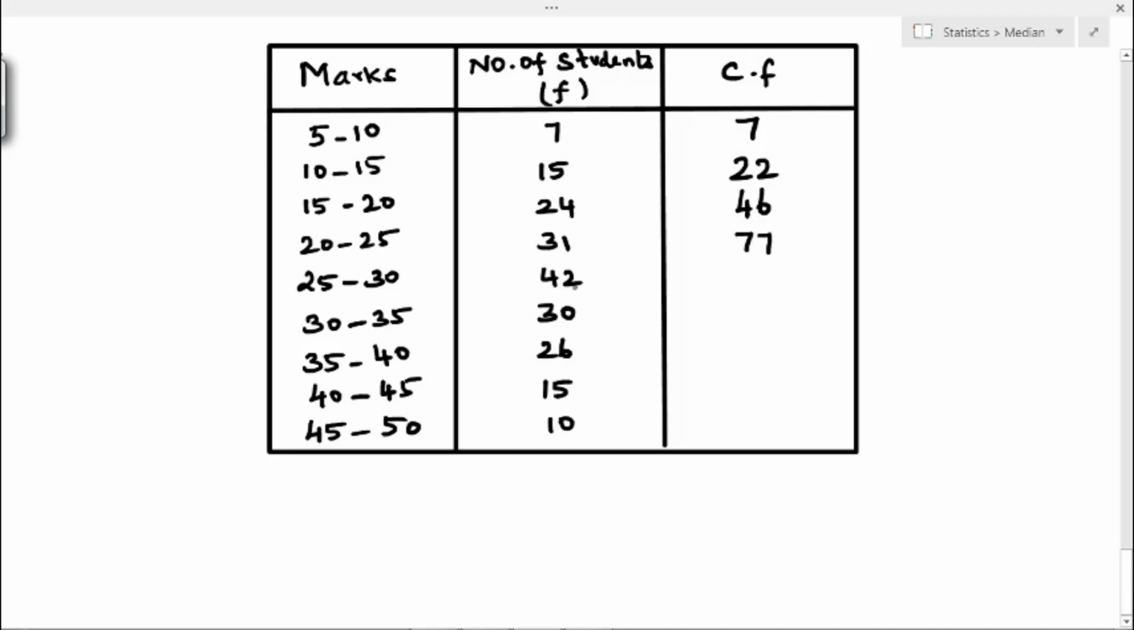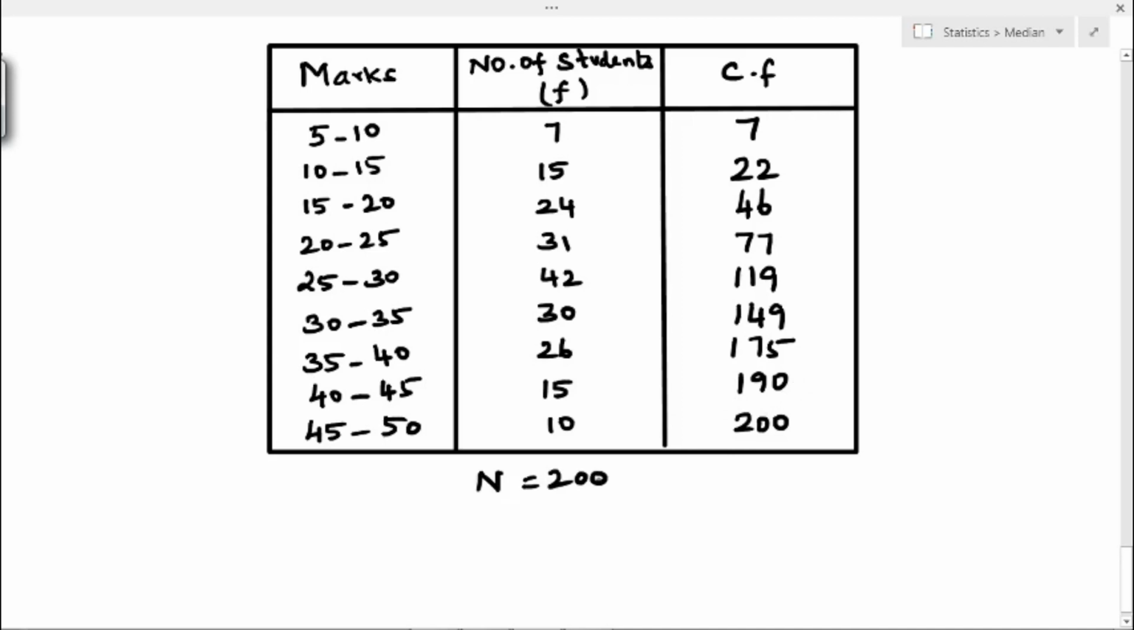Next, 77 plus frequency value 42. So 77 plus 42 is 119. Next, 119 plus frequency value 30 gives 149. And 149 plus 26 is 175. 175 plus the next frequency value 15 is 190. So 190 plus the last frequency value 10, that is 200. So the total of the frequency values is 200, that is capital N equal to 200.